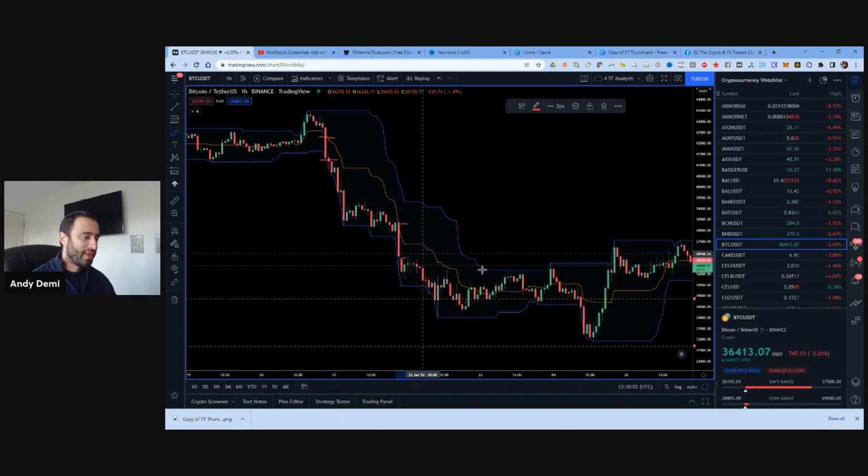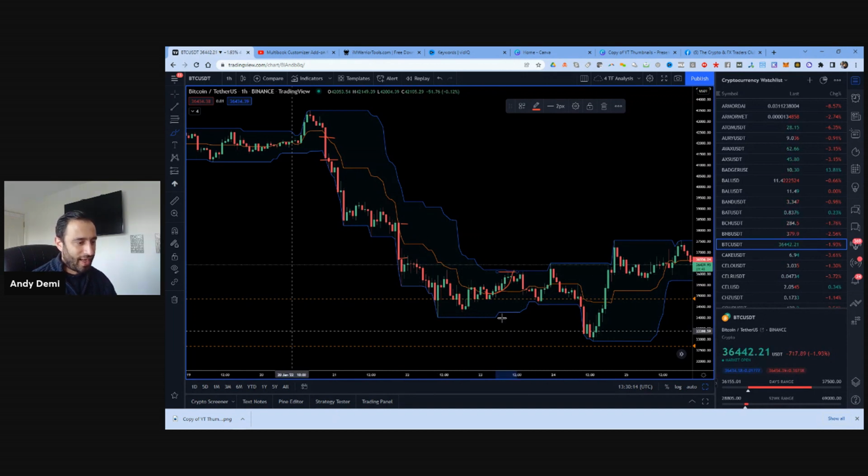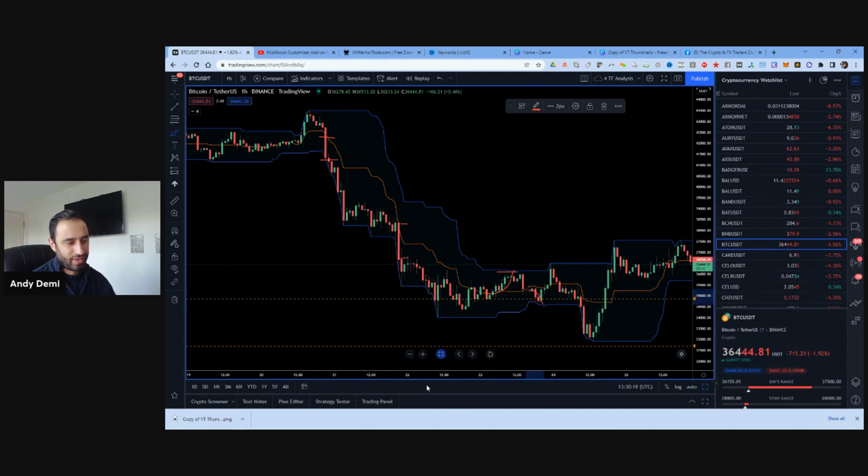Then if we take another example here, you can see as the market goes above the brown line, it moves up and hits the blue line as the target. And then as it goes below the brown line, it goes down and hits the bottom side of the channel. Then it goes above, hits the top of the channel, and then goes below, hitting the bottom of the channel again.